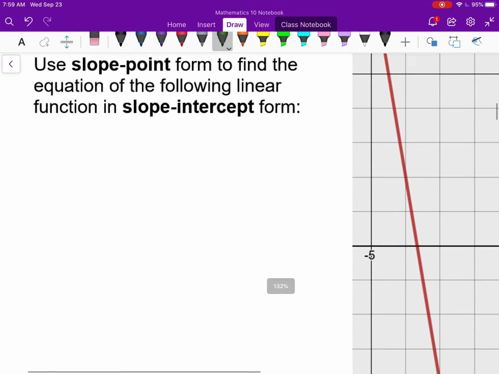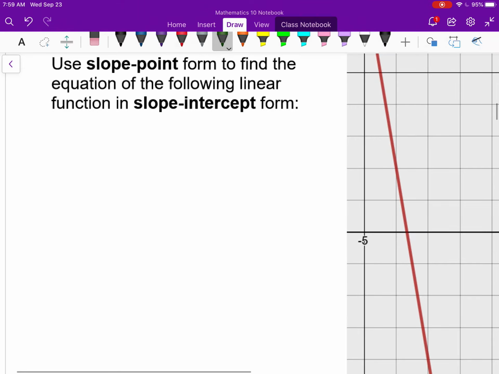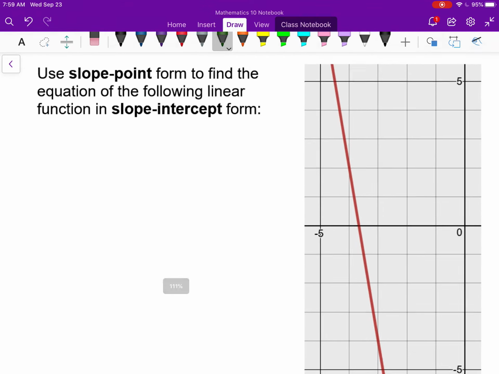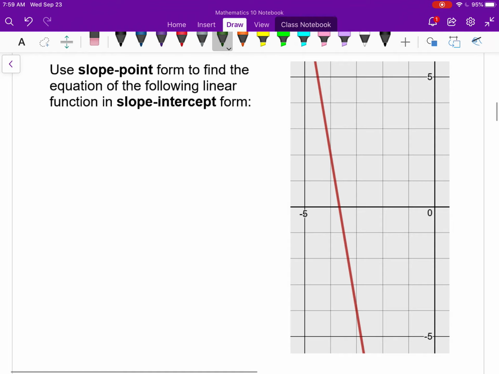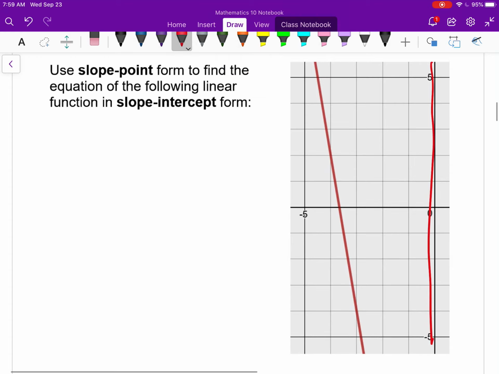All right, so here I have a line. And I want to find the equation of the line, and eventually I want to put it in slope-intercept form. But the problem is if I look at this equation here, the y-intercept I can't see right away. Here's the y-axis right here. The y-intercept is somewhere, I don't know, down here. I don't know where it is exactly.